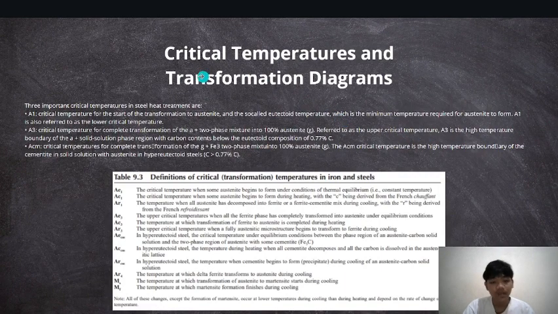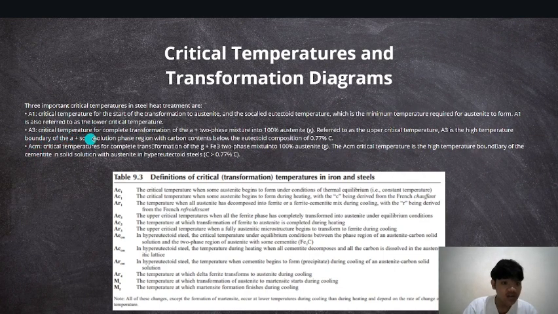Next, critical temperatures and transformation diagrams. Three important critical temperatures in steel heat treatment are A1, the critical temperature for the start of the transformation to austenite, the so-called eutectoid temperature, which is the minimum temperature required for the austenite to form. A1 is also referred to as the lower critical temperature.